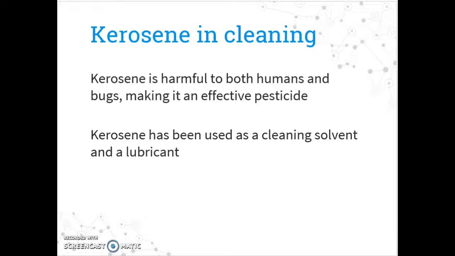When you spray kerosene onto a plant, it interferes with the plant's ability to photosynthesize, which kills the plant, and that is counterproductive. Kerosene can also be used as a solvent, lubricant, and a degreaser, with less risk of combustion than gasoline.